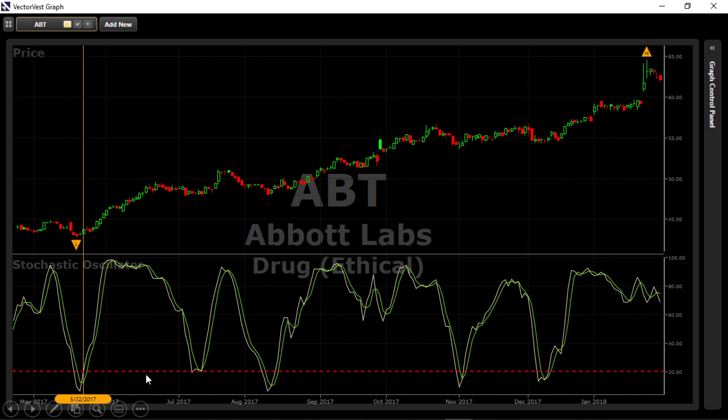Just because stochastics goes below 20 doesn't mean we buy. Just because the stock's price hits support doesn't mean we buy. Those are called setups. Okay, a setup is a condition or conditions that get you ready to enter the trade. In this case, the trigger, or what's telling you to actually take the trade, is when stochastics goes from below 20 to above 20.